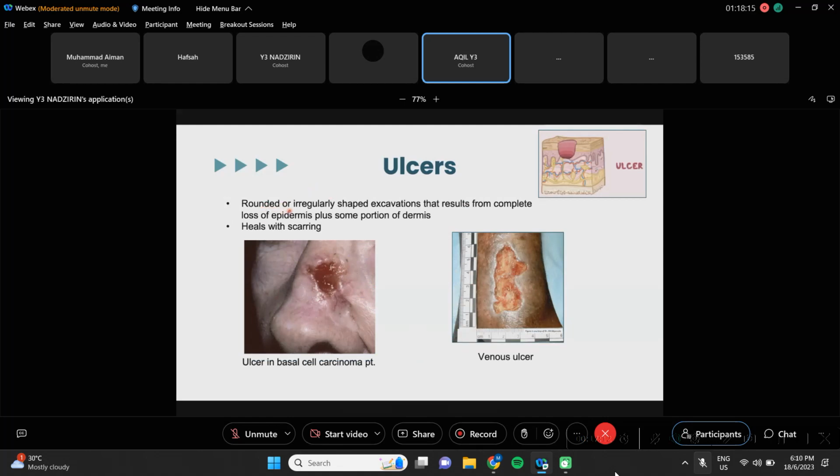Okay, the next one is the ulcer, which is a rounded or irregularly shaped excavation that results from the complete loss of epidermis plus some portion of dermis. An ulcer, different from an erosion, will heal with scarring. The first example is the ulcer we see in a basal cell carcinoma patient. And the second one, which I think we already know, is the venous ulcer, which commonly occurs at the leg.